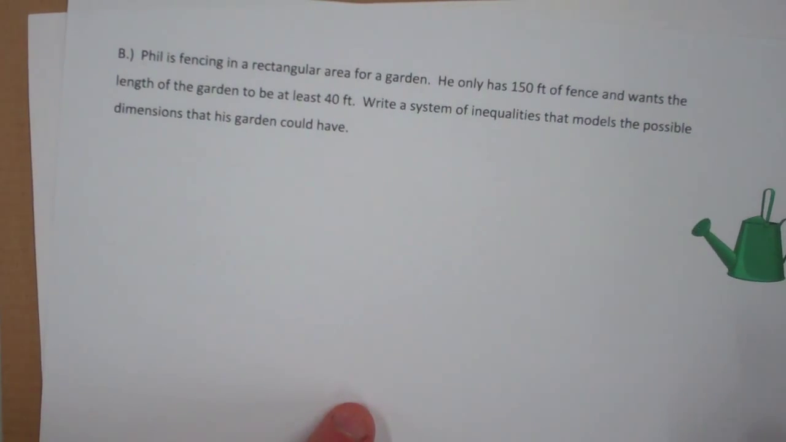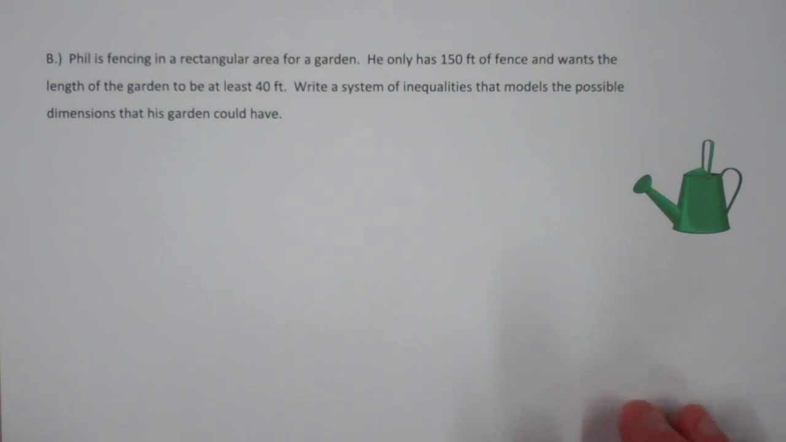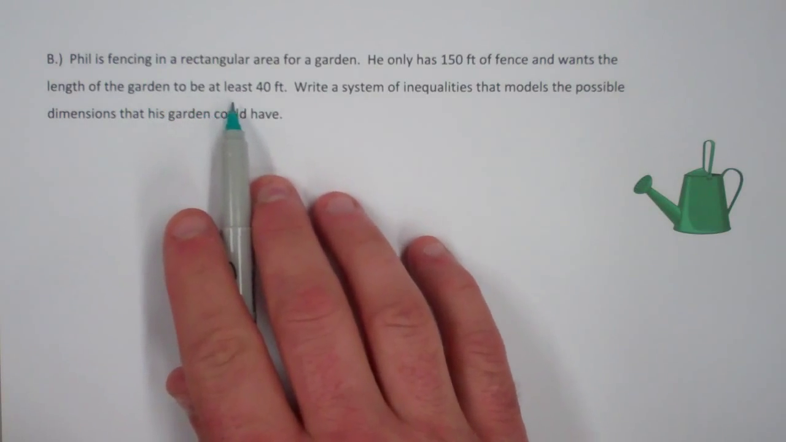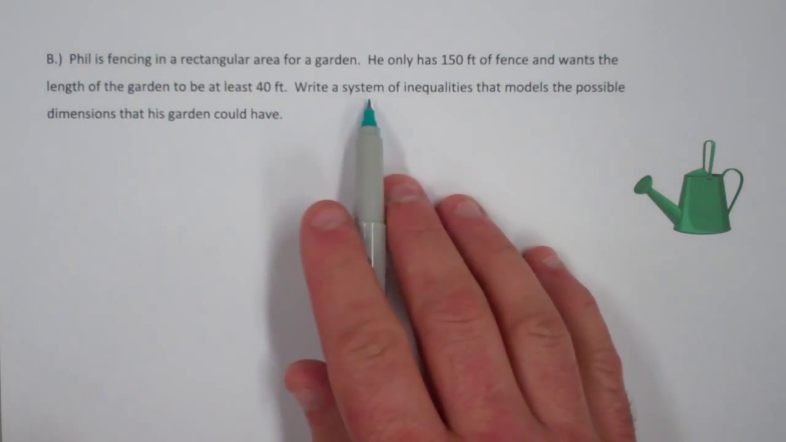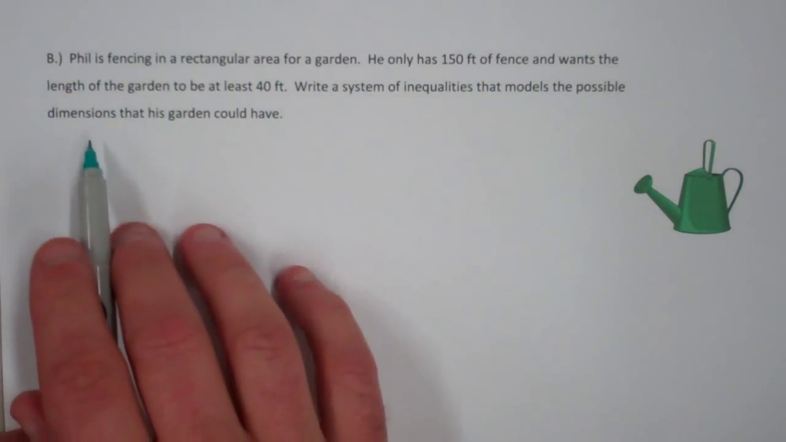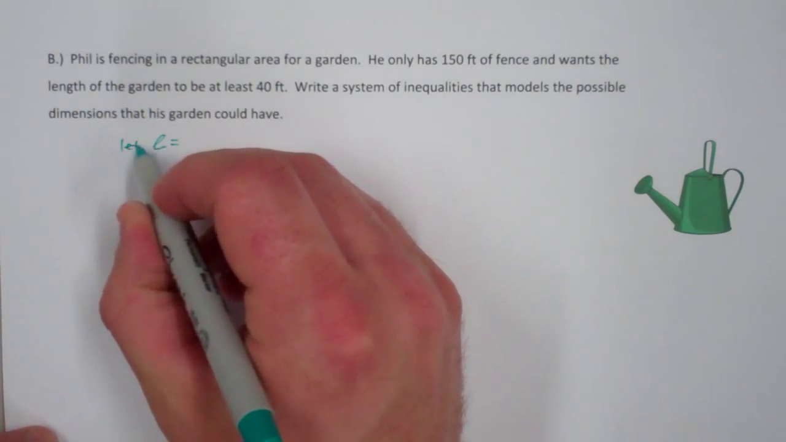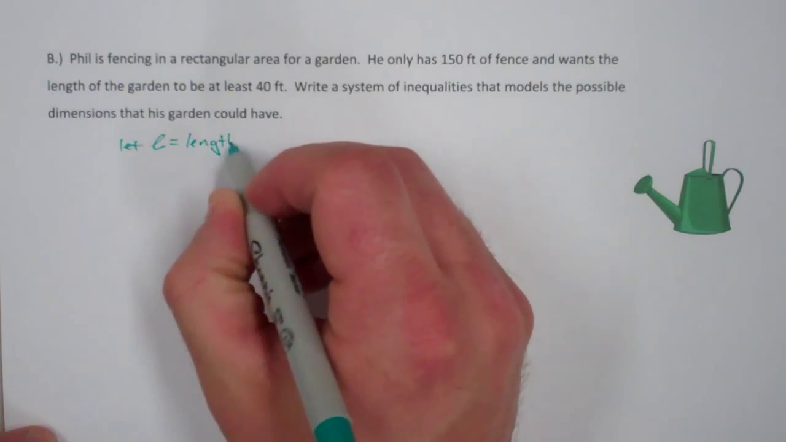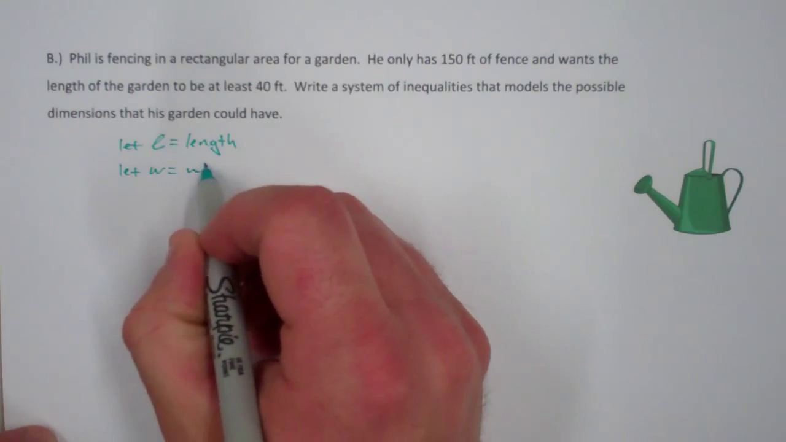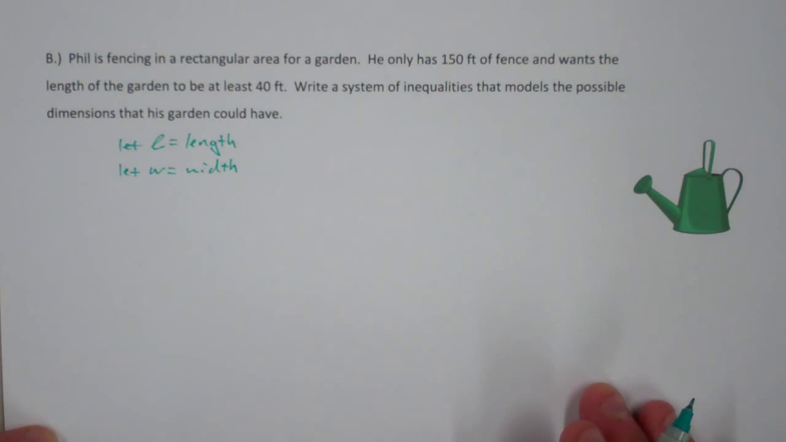Let's move on to B. In B, Phil is fencing in a rectangular area for a garden. He only has 150 feet of fence and wants the length of the garden to be at least 40 feet. We're going to write a system of inequalities that models the possible dimensions that his garden could have. Well, the possible dimensions, we're told it's a rectangle, so L is going to be the length. You can pick your own variables here, it really doesn't matter as long as you define them. And then we're going to let W equal the width. This is kind of an italicized L, sort of a cursive L.